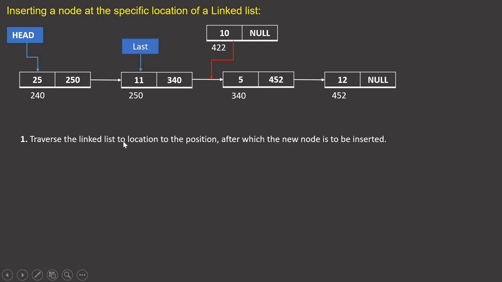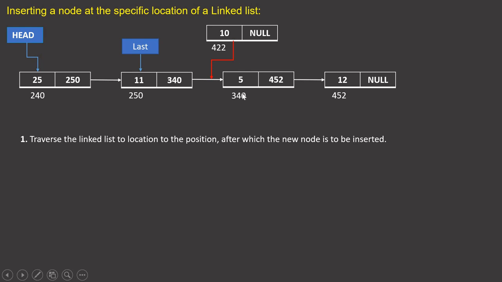So first we are going to traverse the linked list to the position after which the new node is to be inserted. Means I want to insert it here, so we are going to traverse till before this position, right? So I will locate it at this node because I want to insert after this node. Now we have two things. First, the address of this node, which is after this, and the address of this node which I want to store here.